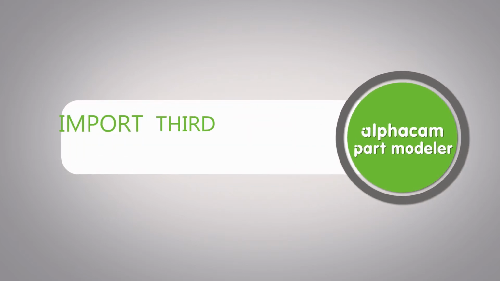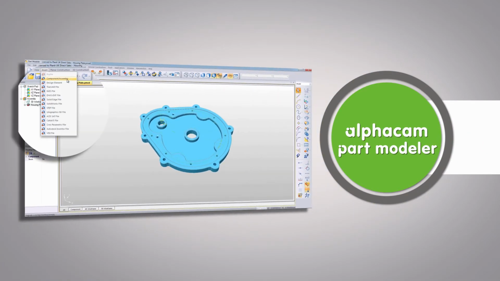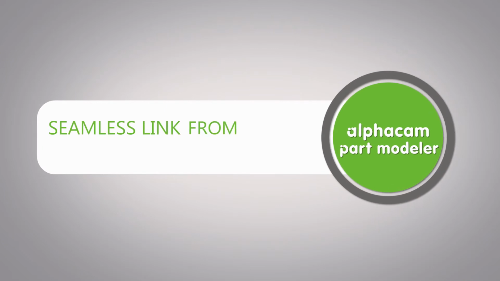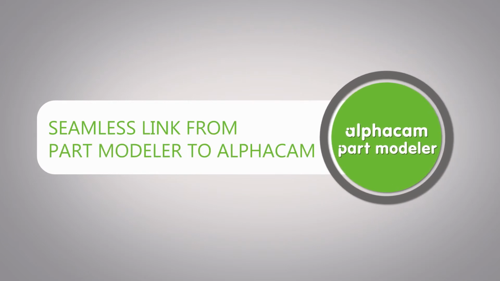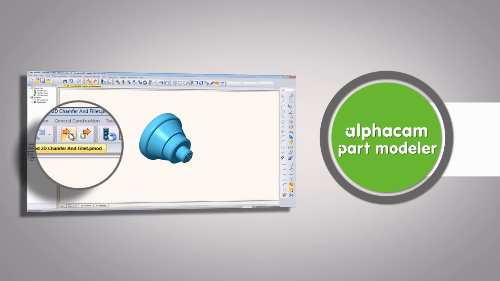Alphacam Part Modeler will import and manipulate files from most CAD systems, including SolidWorks, Inventor, DXF, STEP files, and many more. Quick links within Alphacam Part Modeler allow geometry to be pulled directly from Alphacam and solid models to be passed to and from Alphacam.